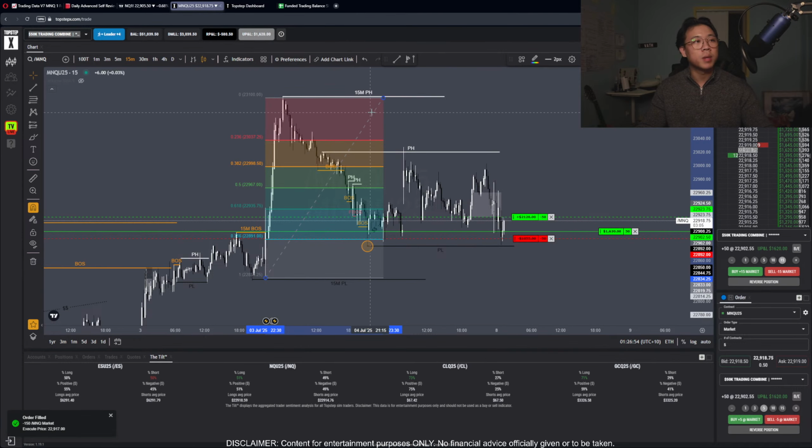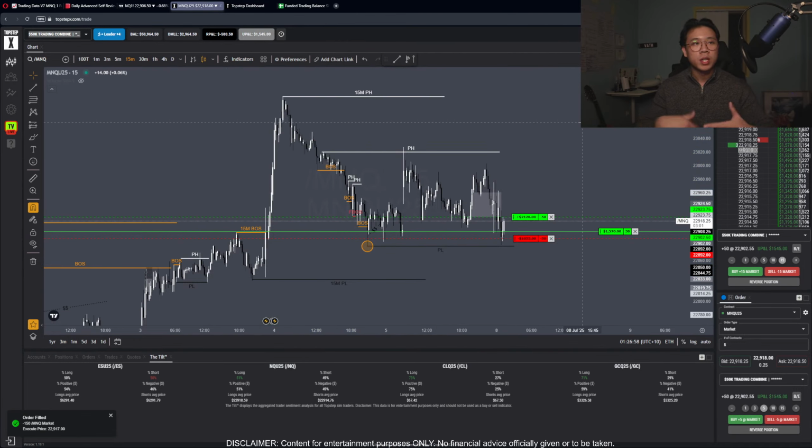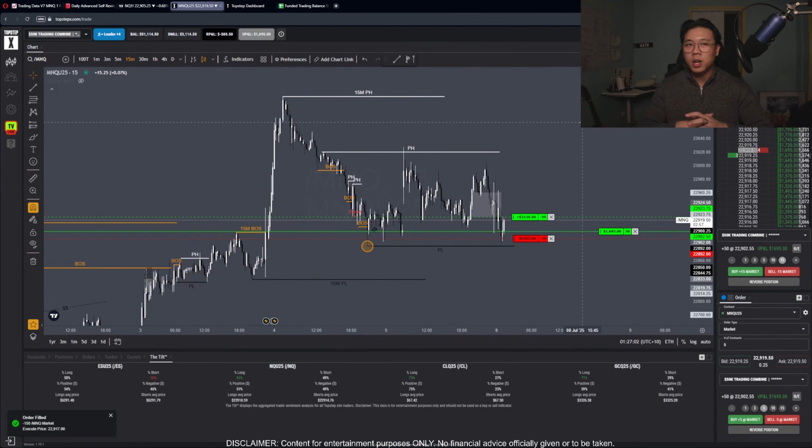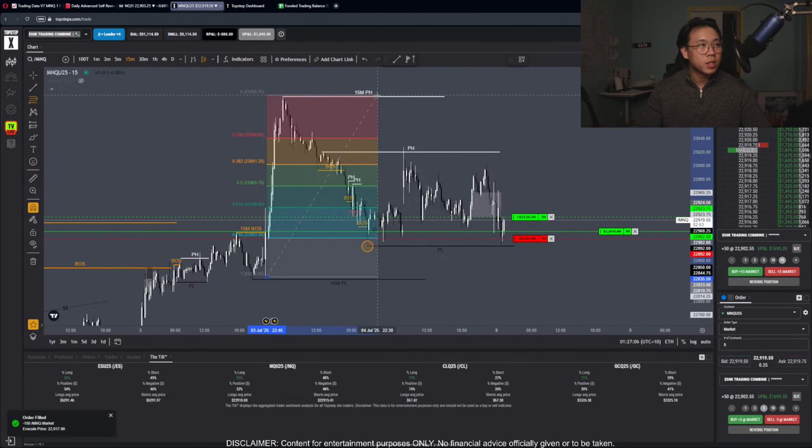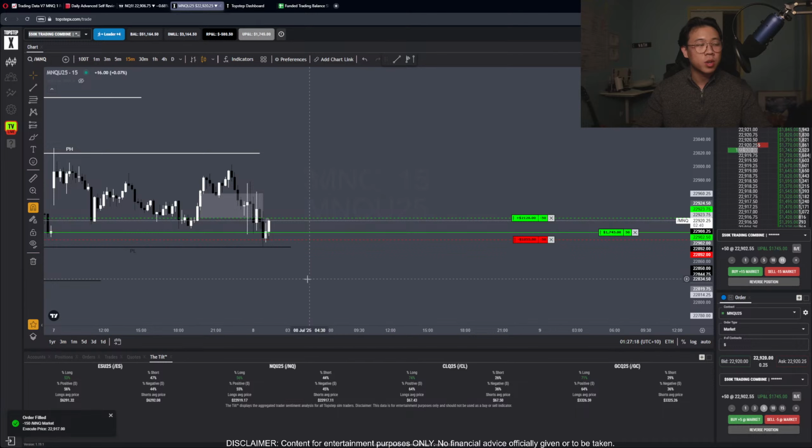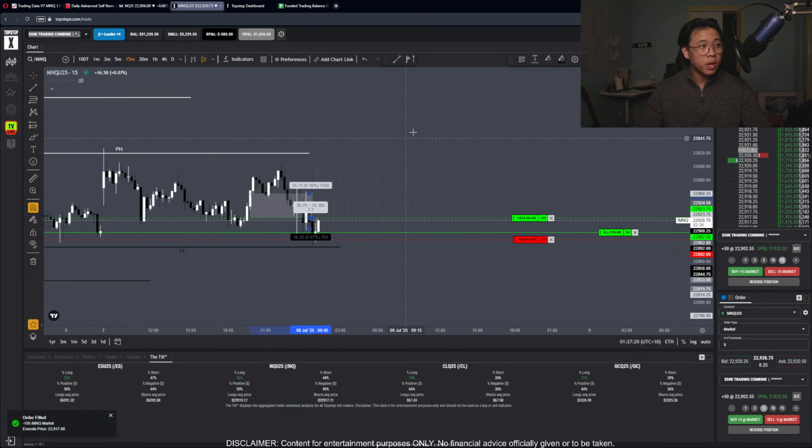Rejected it multiple times, and from what I find, it's usually a point of rejection before the move up or continuation. From what I can see in my data, price tends to come to the 0.618 or the 0.786. Mainly this area here from 0.5 to 0.86, and it likes to reject from there and push up. And so what we have here today is two trades.